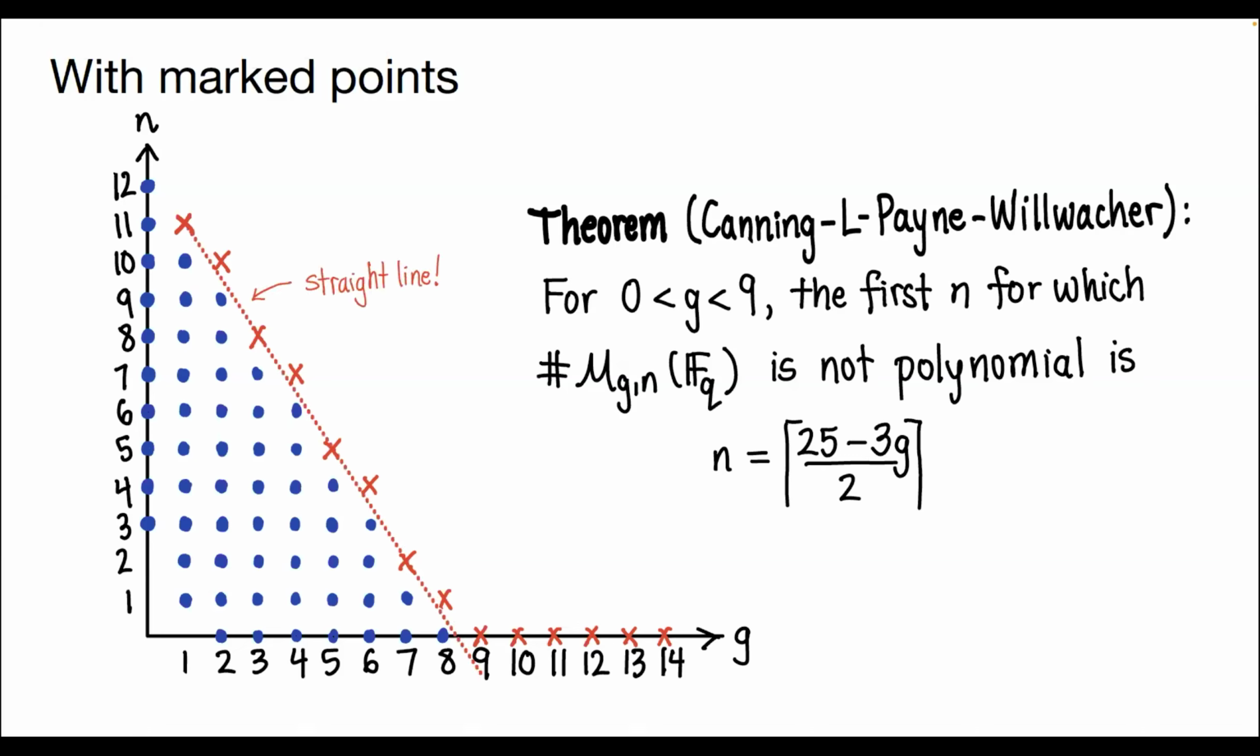So let me say on here, this formula shows that the answer of when this first non-polynomial point count occurs is actually governed by a straight line in this (g, n) space. All right. Let me pause here again. Any more questions?